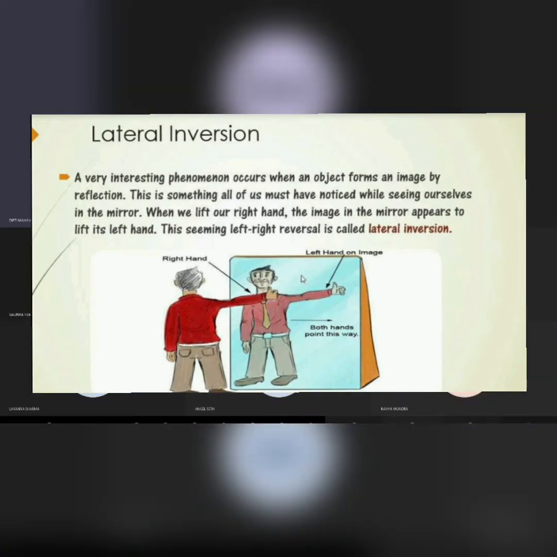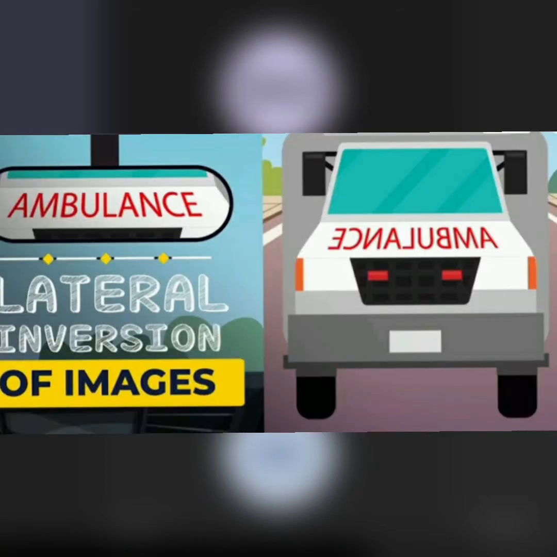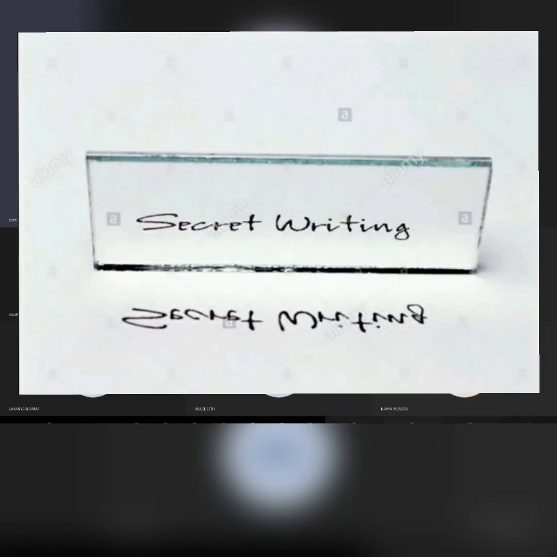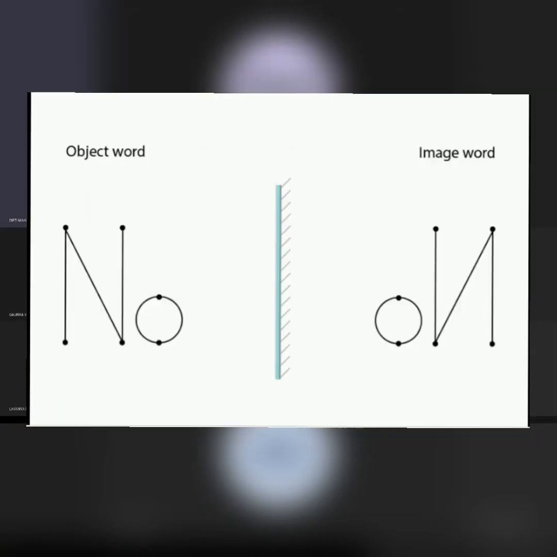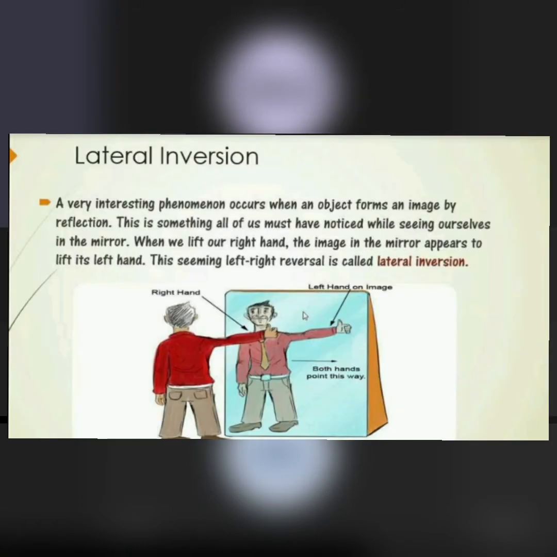So this phenomenon, although quite obvious, कि if somebody is standing in front of you, their left would be your right, correct? The same happens with the image. So we say that the image formed is laterally inverted. Got it?